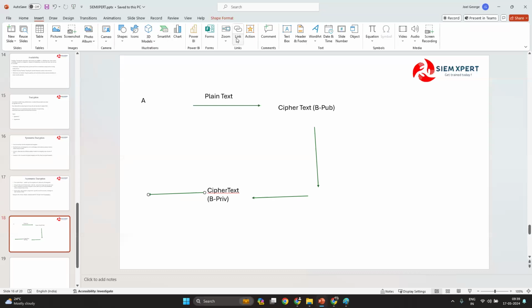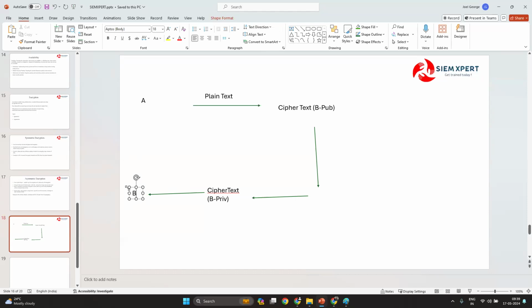So let's say A wants to send something. I'll get to the previous example which I drew on the board as well, on the paint. This is the second one. So A wants to send something only to B. Now, how would he do that using asymmetric encryption? He would use B's public key to encrypt this plain text to a ciphertext and transmit it over the internet.